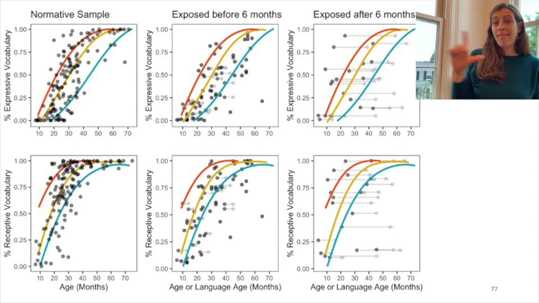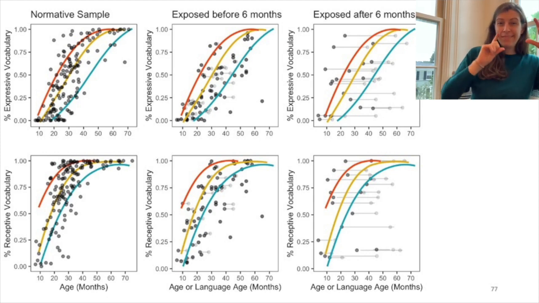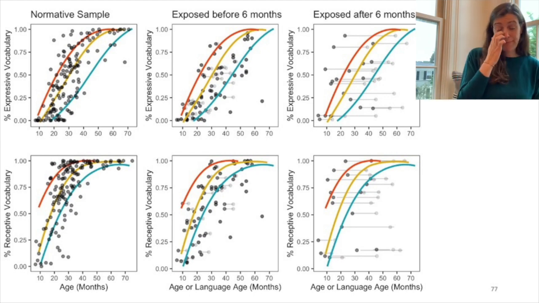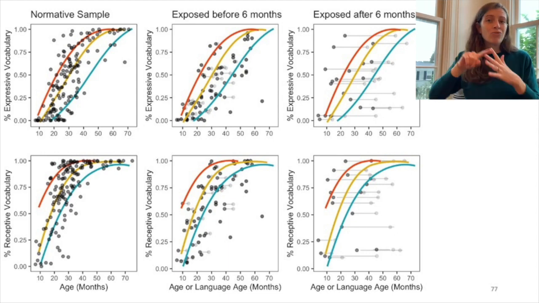The results are here. On the left, the 2 panels you see there are from our reference sample or normative sample that I shared with you earlier. That's exactly the same data that I showed you before. These children are the ones who have deaf parents who are learning sign language from their parents at home and have kind of an ideal language learning environment.